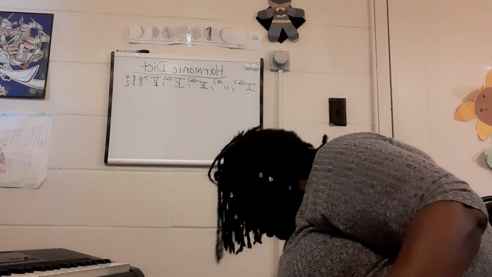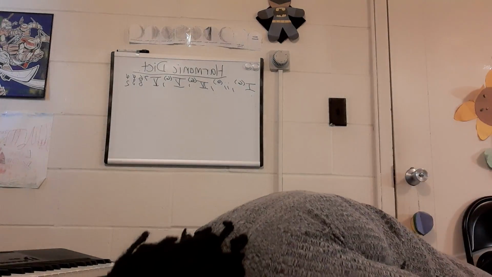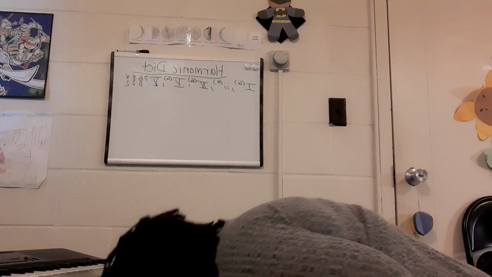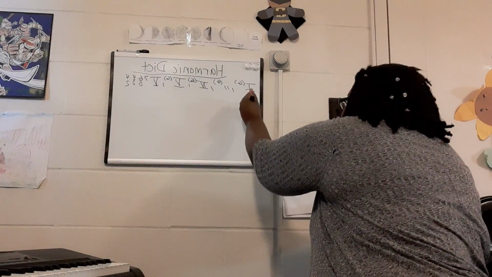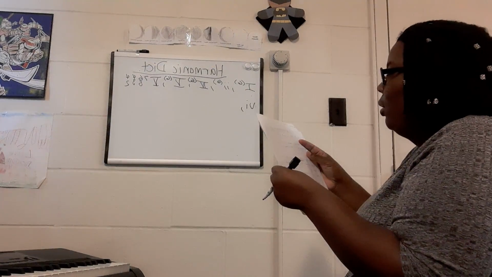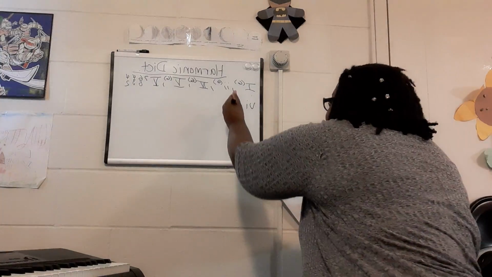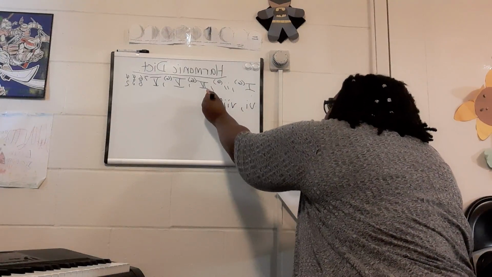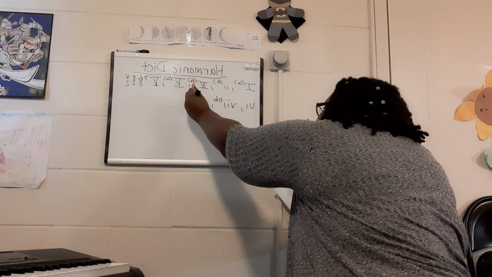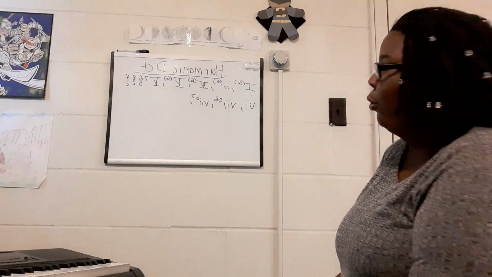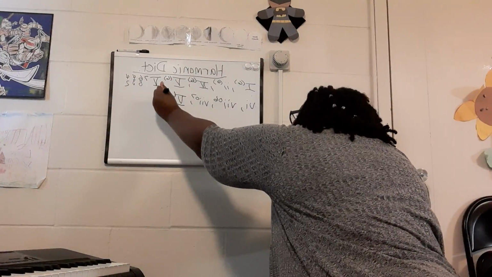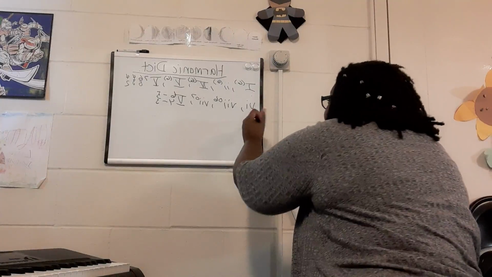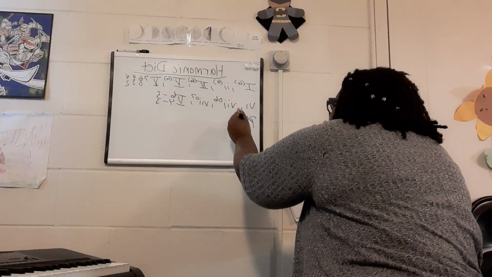I dropped my marker and I can't find it. Here we go. So vi. We also know vii diminished 6 and vii diminished 7. We also know our 6/4 chords: cadential 6/4, passing 6/4, and neighbor 6/4.